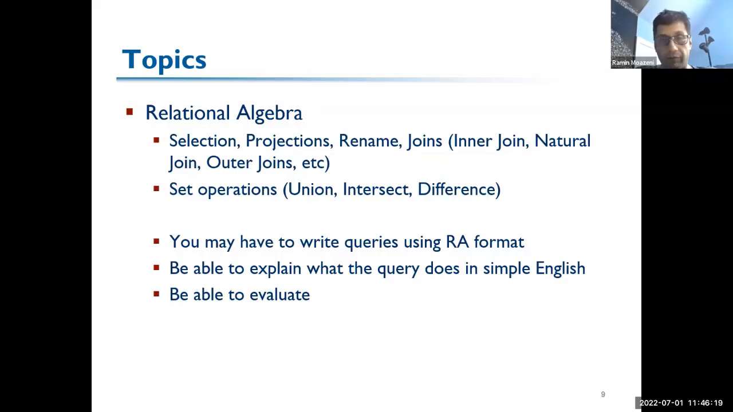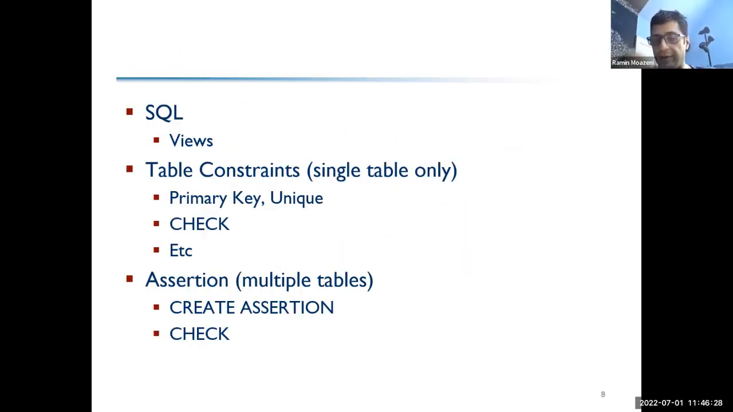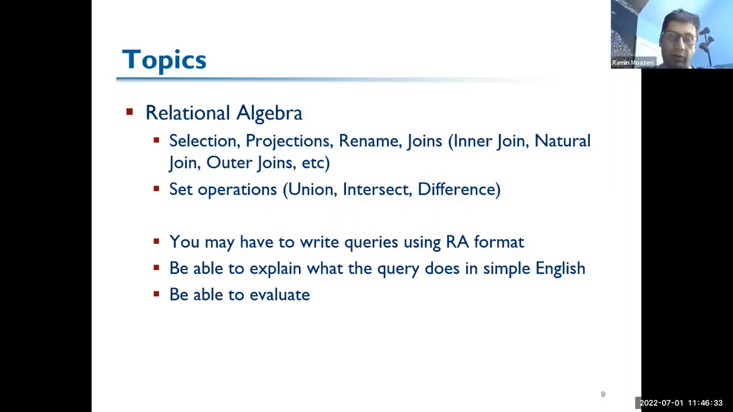Now, going back, any questions on SQL? Okay, now relational algebra. We've basically stated that there is selection, projection, rename, joins. There are different types of joins: inner join, natural join, theta join, outer join, etc. We also talked about set operations: union, intersect, and difference.